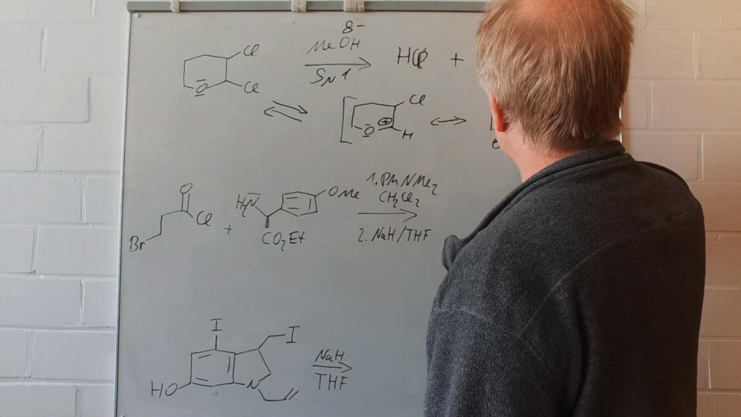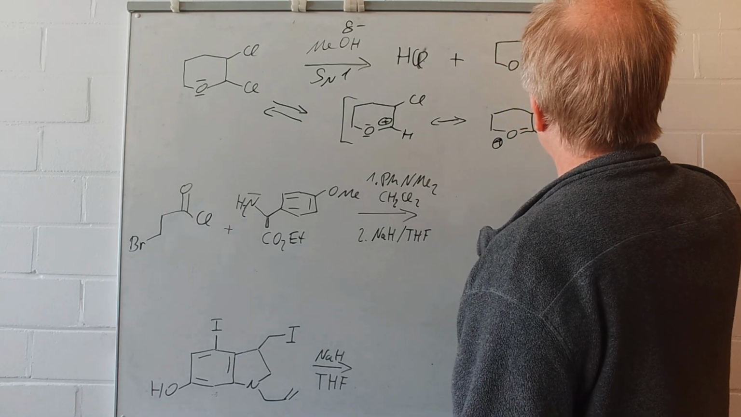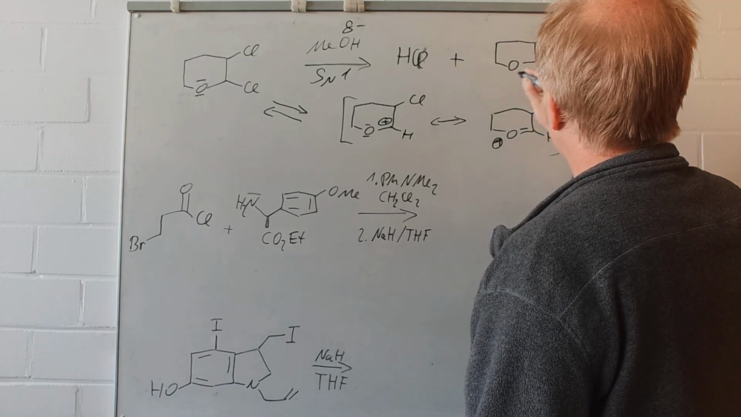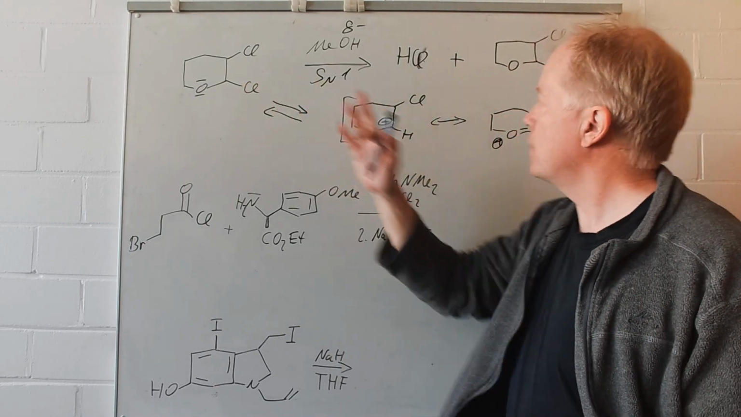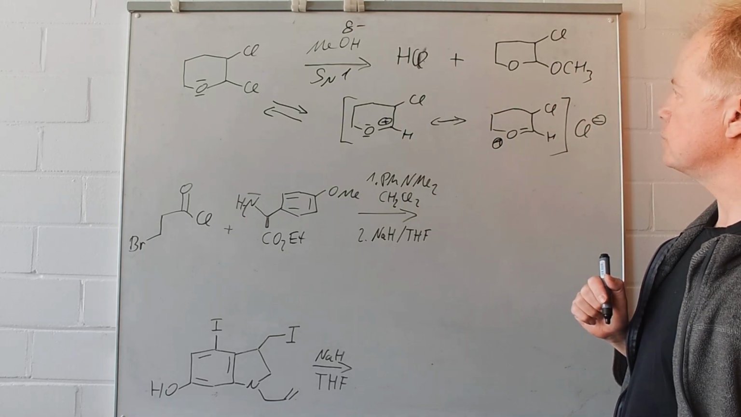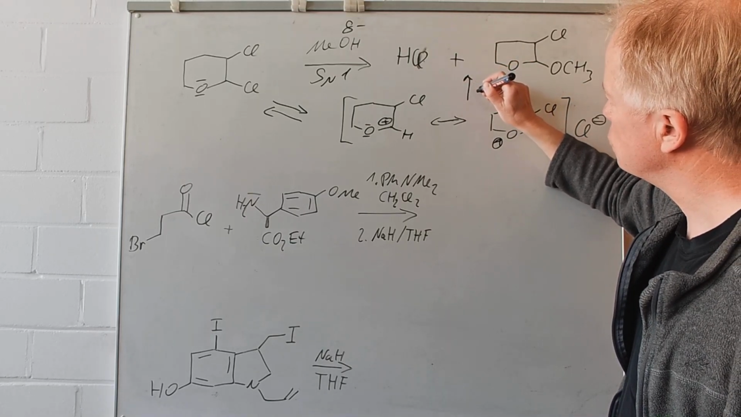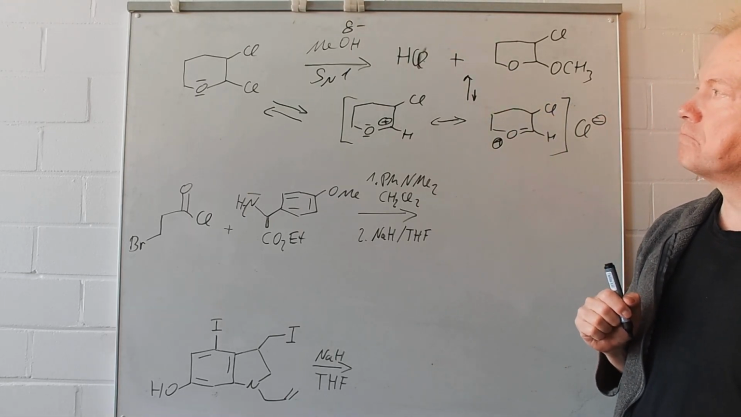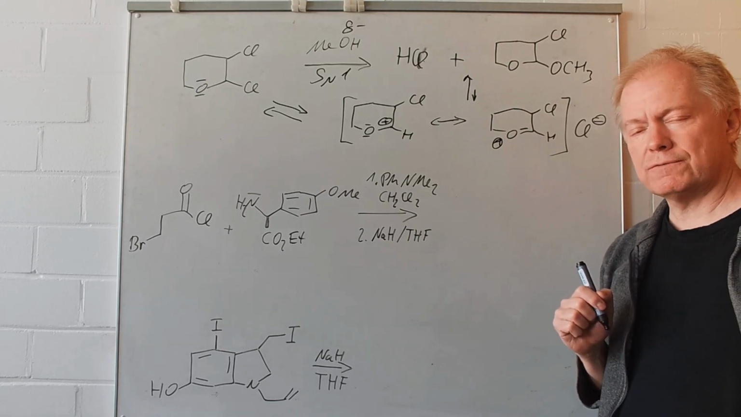And the final product is the one with the acetal as functional group. This chloride has been substituted by the methoxy group. Okay, also the last step is to some extent an equilibrium reaction. Is that all that is to say about this reaction?